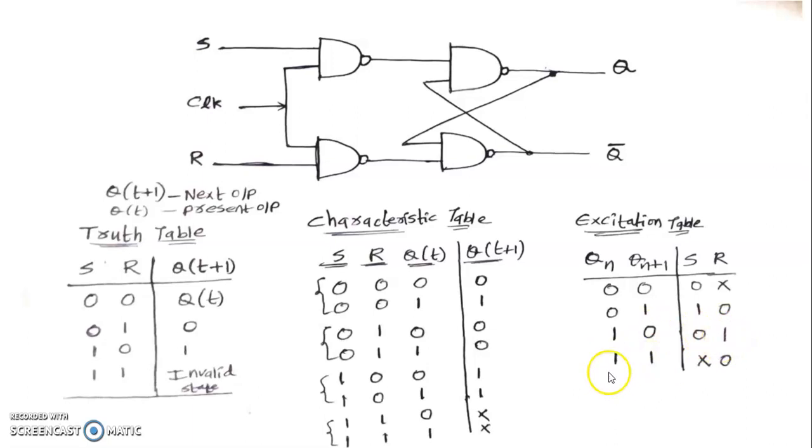Now for the 1, 1 state, that is, the present state is 1 and the next state will remain 1. It will occur only when S is equal to 1, R is equal to 0, or S is equal to 0, R is equal to 0. Why? Because if S is equal to 0, R is equal to 0, the next state output is nothing but the previous state output only. So with the 0, 0 combination you will get this, or if S is equal to 1, then the next state output is 1. So 1 will change to 1 when S is equal to 0, R is equal to 0, or S is equal to 1, R is equal to 0.